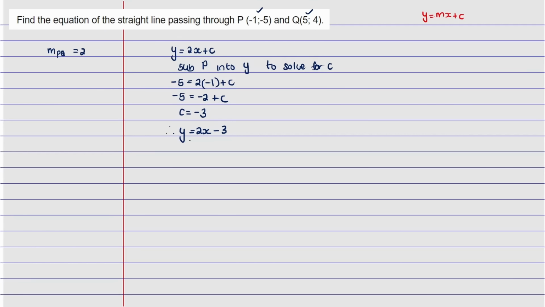So that's how you would find the equation of the line PQ. Now I want to talk about what is collinear. Collinear means that if you have a line, and within that line we have maybe a couple of points, I'll just say 3 points, this is point A, this is point B, and this is point C.